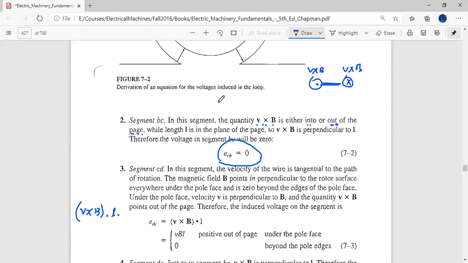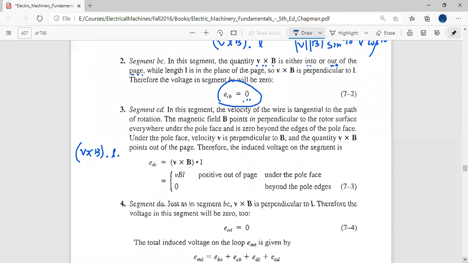So when you apply your relationship V cross B dot L, the magnitude is V times B times the sine of the angle between the two. The angle between V and B is obviously 90, no problem there. When you are doing this L into cos, then you get cos 90, and cos 90 is equal to 0. So it will pull the whole EMF down to 0. So we have done two sides of the coil. The remaining two sides of the coil are the same.